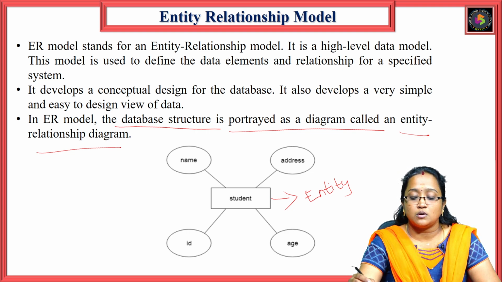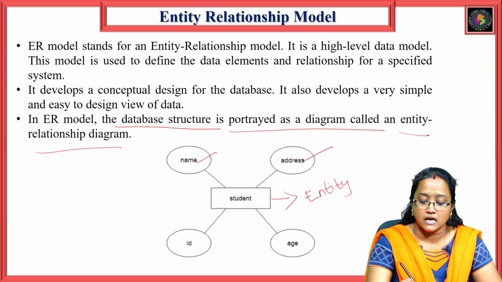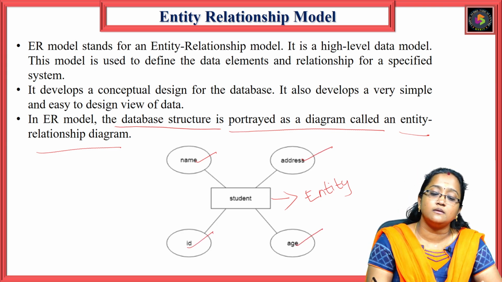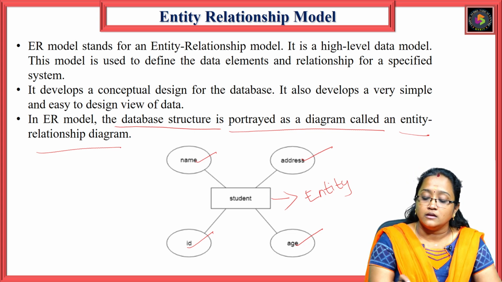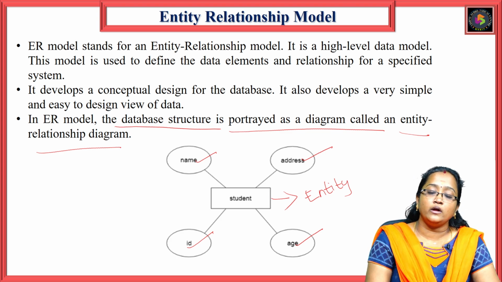Then attributes. What is an attribute? Attributes are name, address, ID, then age. These are all the attributes. Simply we can say it is a property of an entity. What is the entity here? Student. What are the properties of the entity? The student entity has name, address, ID, age. These are all the attributes. Here we are going to see in detail what the entity is and what the types of attributes are.